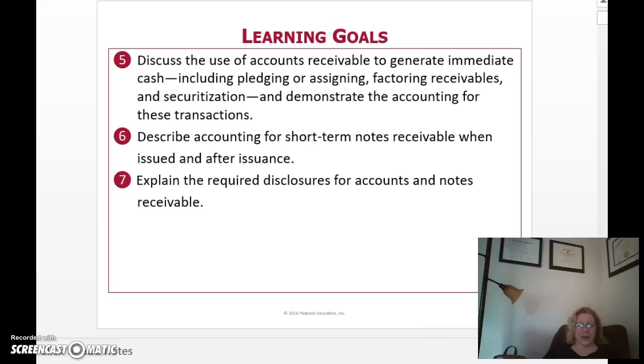And finally, in Chapter 9, Learning Goal 7 discusses the disclosures that need to take place regarding notes receivable, and the chapter closes with an analysis of the operating cycle and the implementation of internal controls relating to cash.